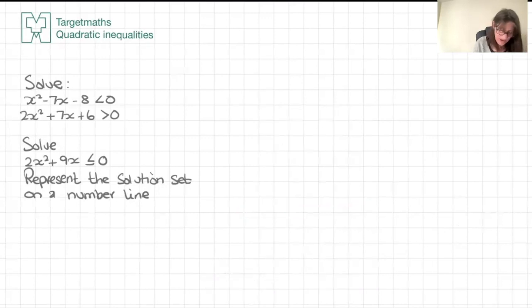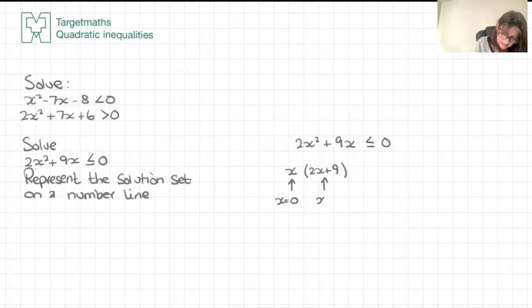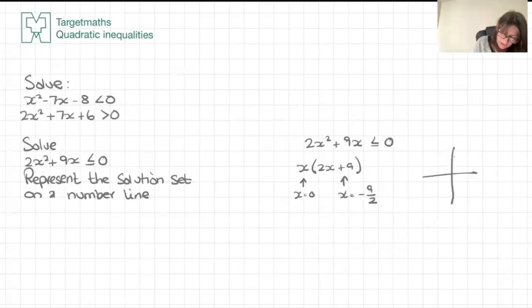-3/2. Last question, we have 2x squared plus 9x being less than or equal to 0. I only have two terms, so this will factorize into one bracket like so. My x is equal to 0. My x is equal to -9/2. Check in with the graph.